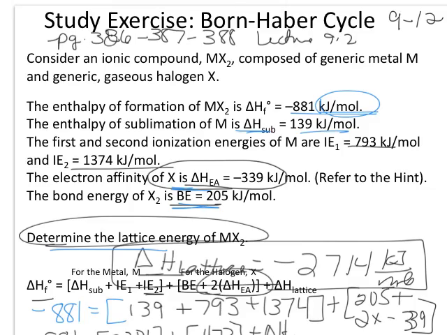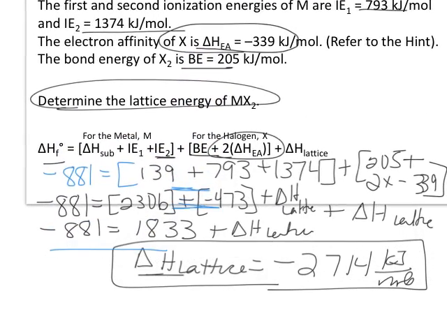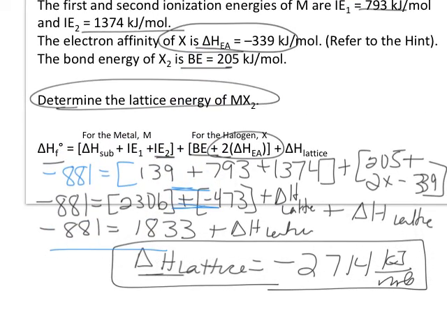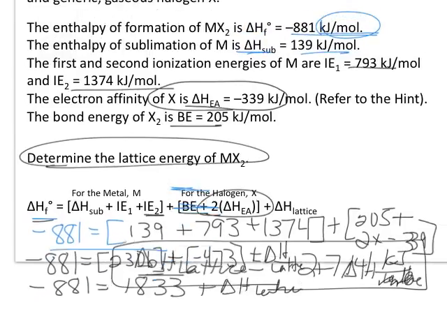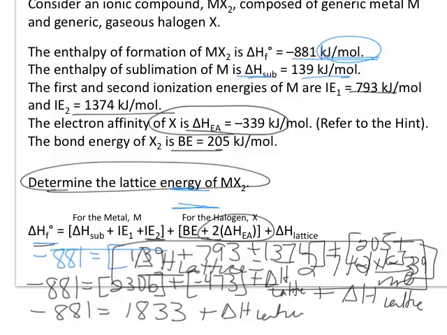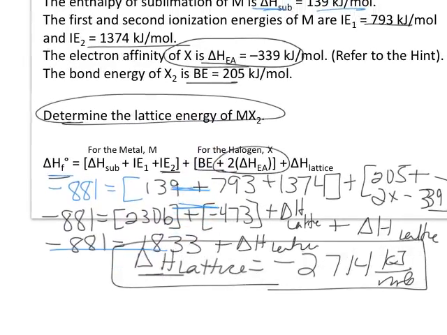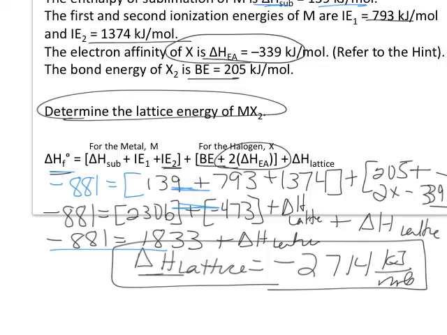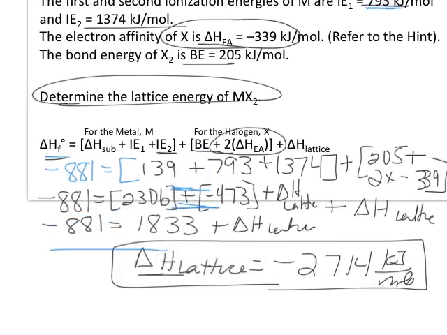of MX2. So the nice thing is you're given the formula here, and the formula says delta H of formation, and you basically add these together. So you just plug and chug in the formula. Negative 881 is from the enthalpy of formation. Ionization energy 1, well, that's given to you here, 793. Your delta H of sublimation is 139.